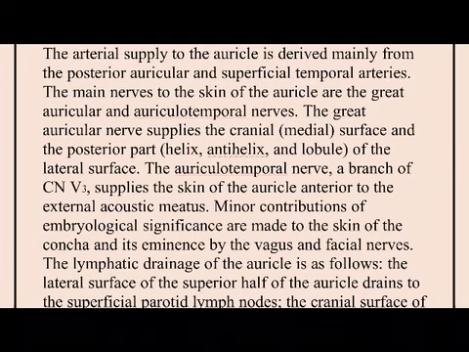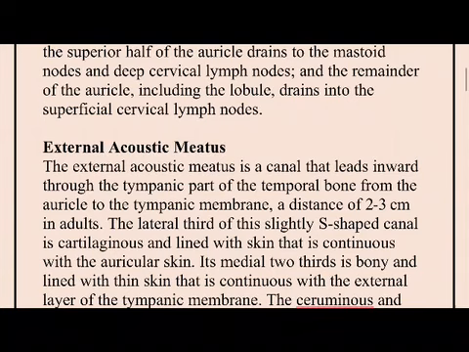Then a word about the lymphatic drainage of the auricle, which is as follows. You have the lateral surface of the superior half of the auricle draining to the superficial parotid lymph nodes. The cranial surface of the superior half of the auricle drains to the mastoid lymph nodes. And then, of course, the deep cervical lymph nodes also drain the superior half of the auricle. Then the remainder of the auricle, including the lobule, drains into superficial cervical lymph nodes.